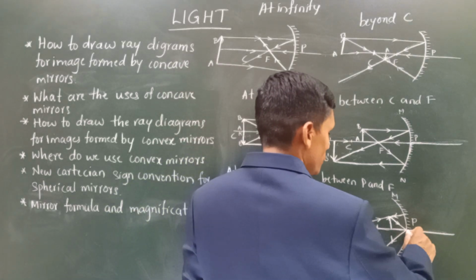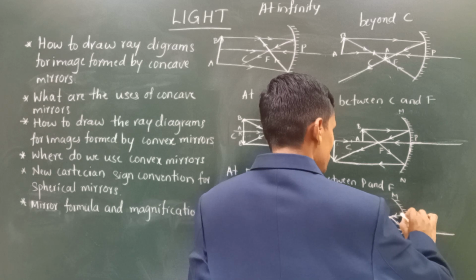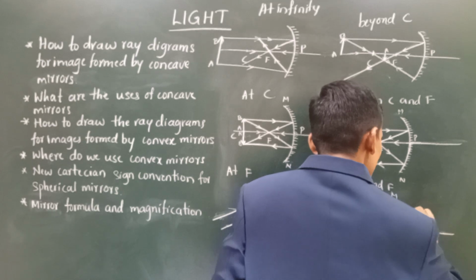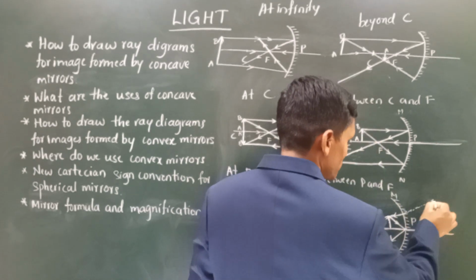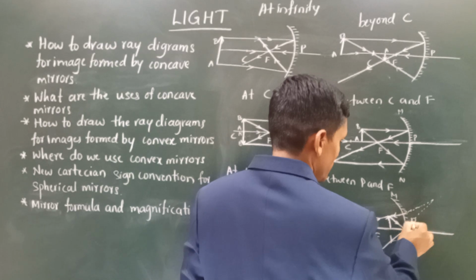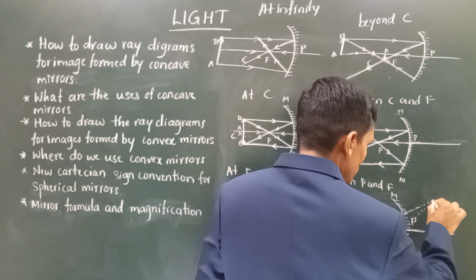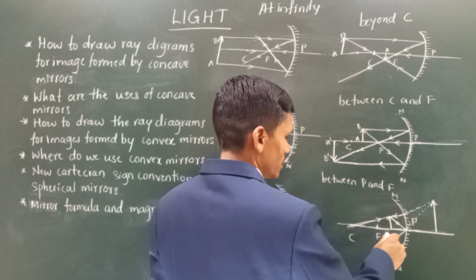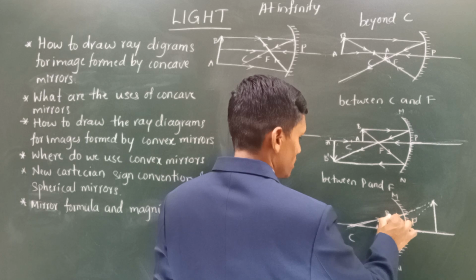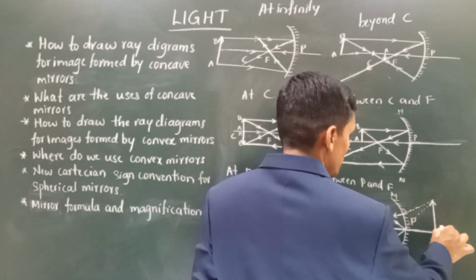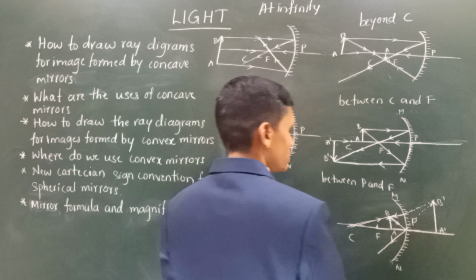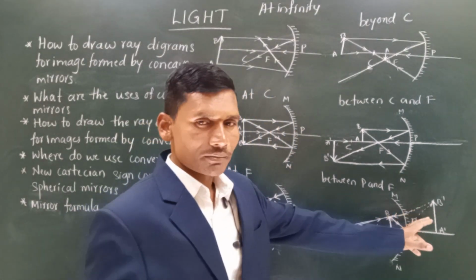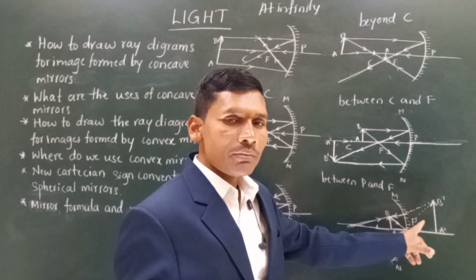Now, if you extend these rays backwards, straight, you have to extend this also. Here these two rays are meeting each other. At this position, we get the image. How does the image appear here? If this is the object AB, here it is the image A dash B dash. This time the image is erect. It is formed behind the mirror.